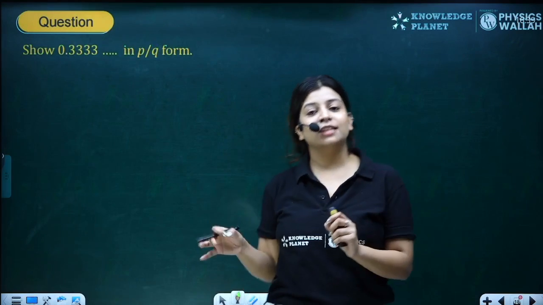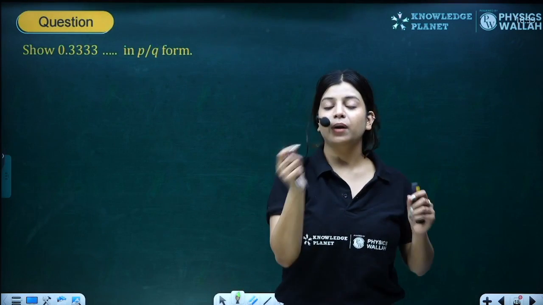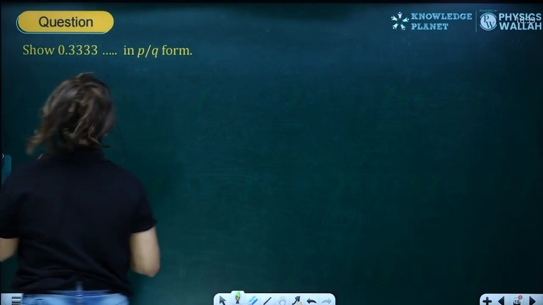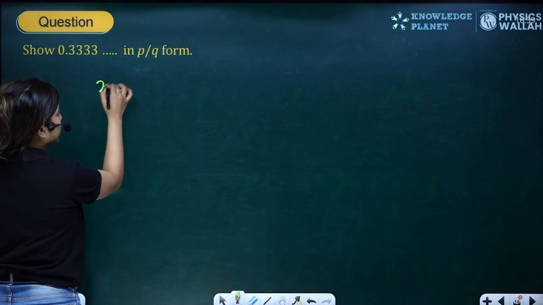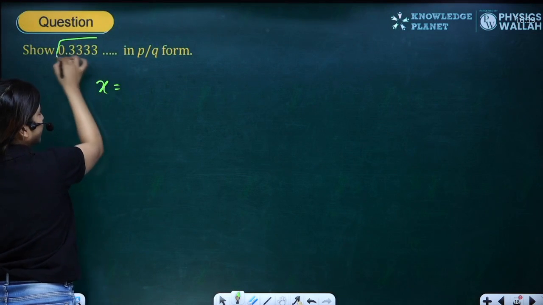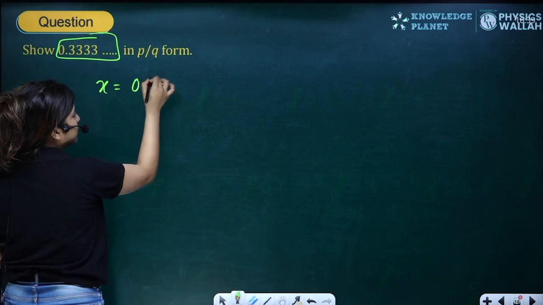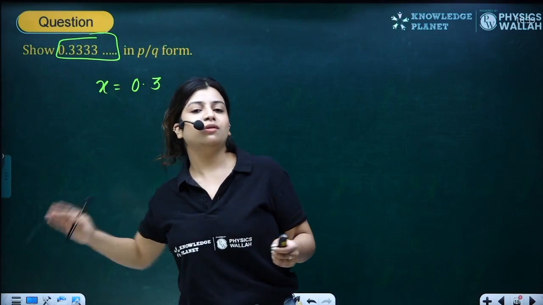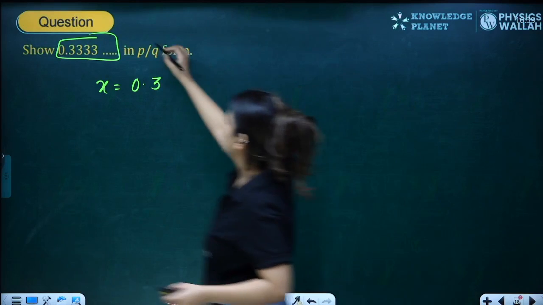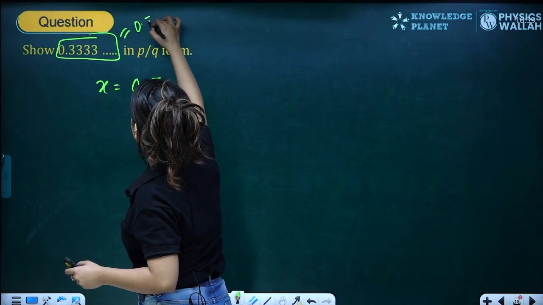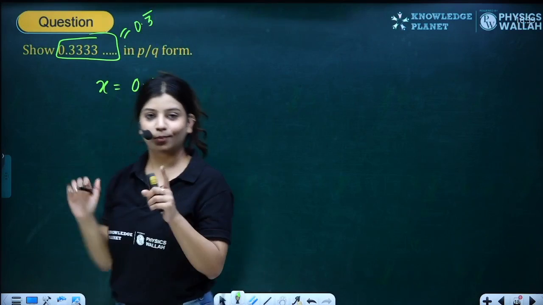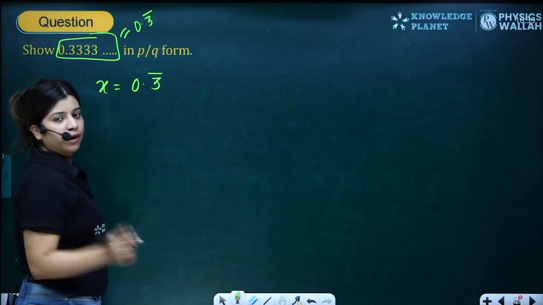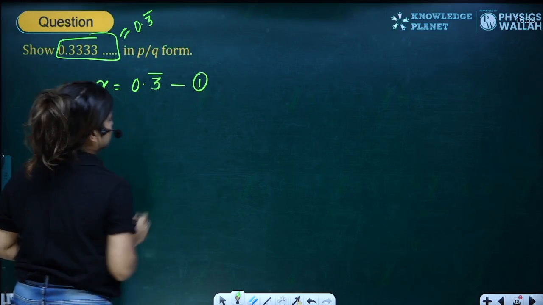So in these cases, when you have a non-terminating decimal expansion, how do we convert it into the form of p by q? Now see, over here, first of all, take this number as x. Whatever number is given to you, that is 0.33. And when we have a repeating number like 333333, we can write this number as 0.3 with a bar on it. Bar means repeating number, right? So over here I can write this as 0.3 bar and mark it as my first equation.